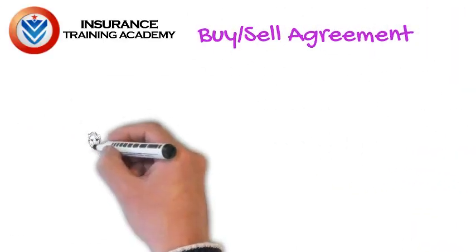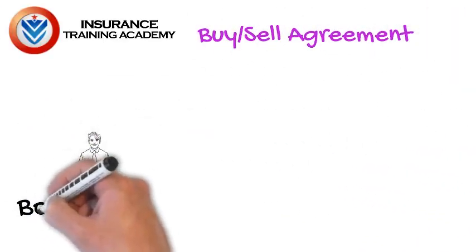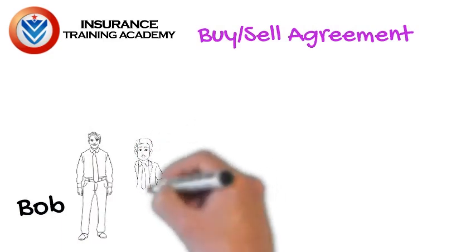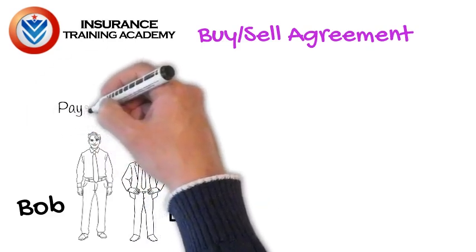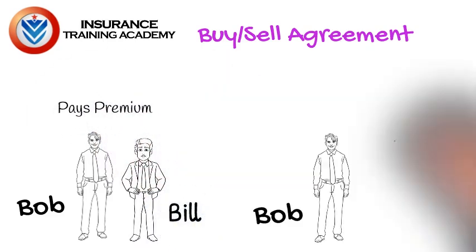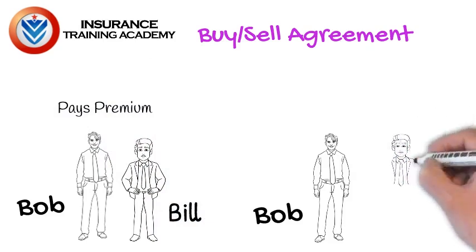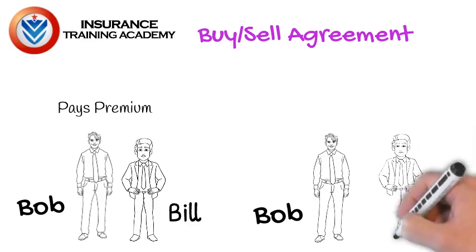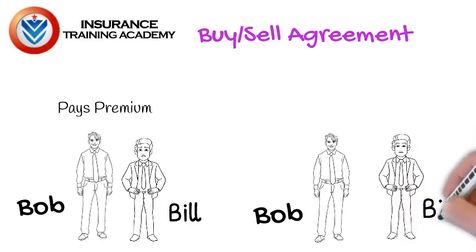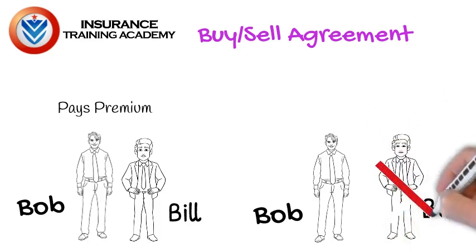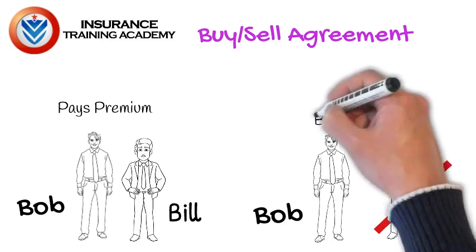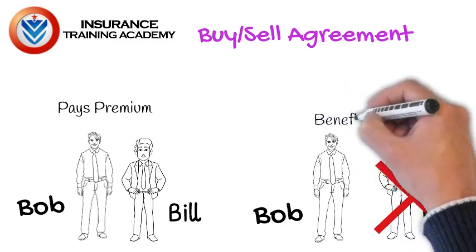Now let's look at a buy-sell agreement. This is business partners on a buy-sell agreement. We got Bob and we got Bill, who are business partners, and they pay the premium on their policy. Let's say that Bill dies or becomes disabled. Well, then Bob is going to be the one that gets the benefit from that policy, and that benefit will be tax-free to Bob. Is the IRS going to let him double dip? No. So those premiums they paid are not tax deductible as a business expense.